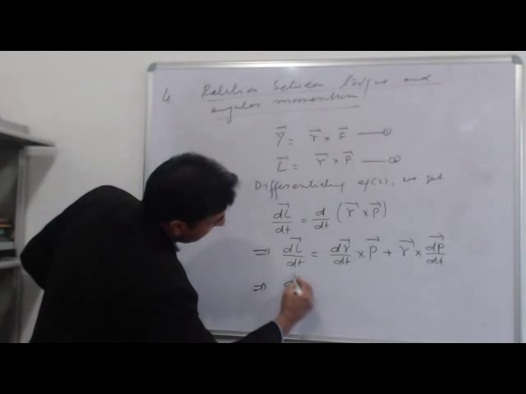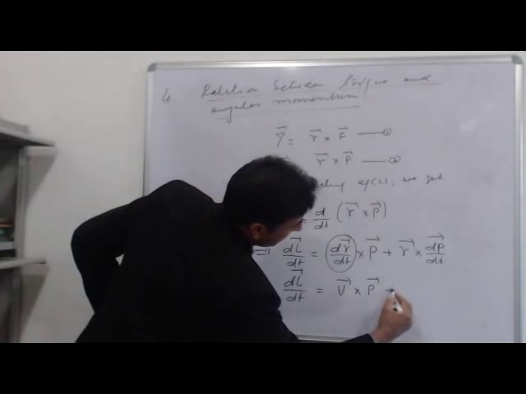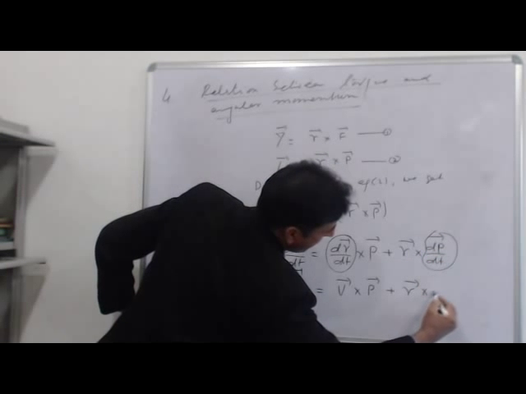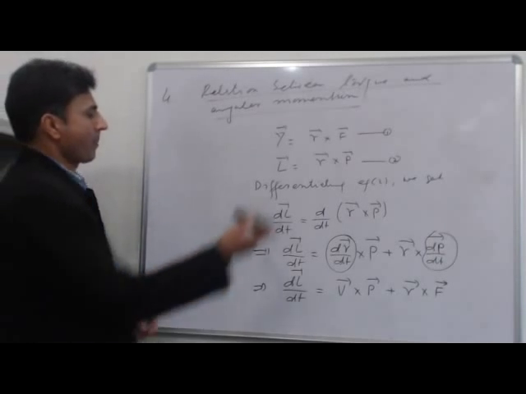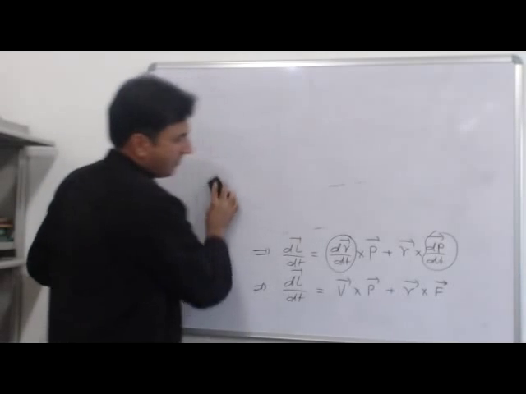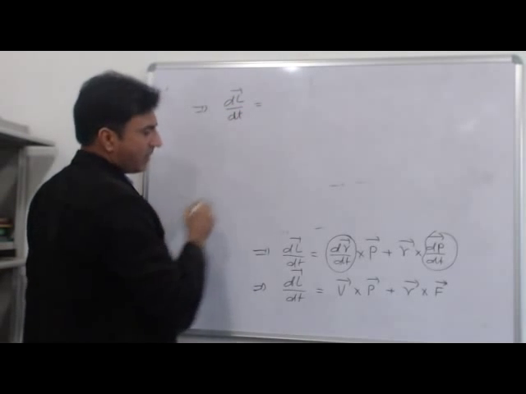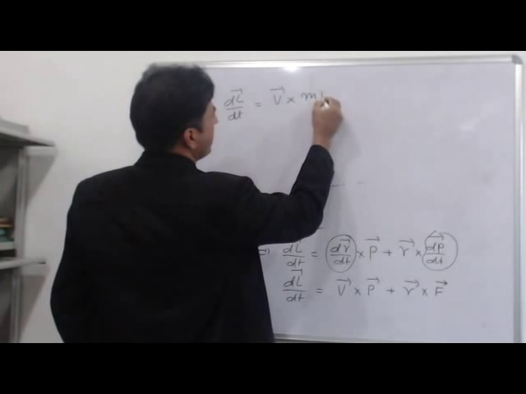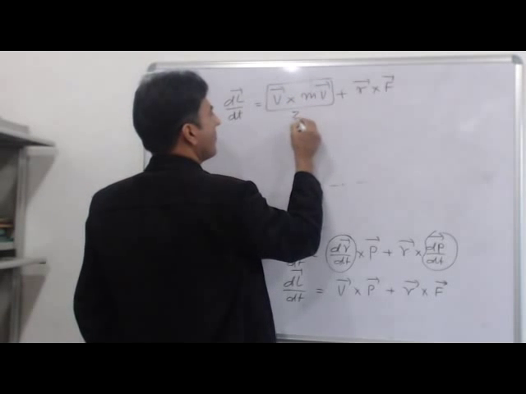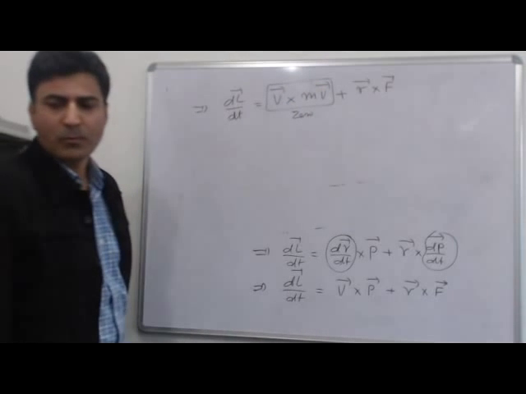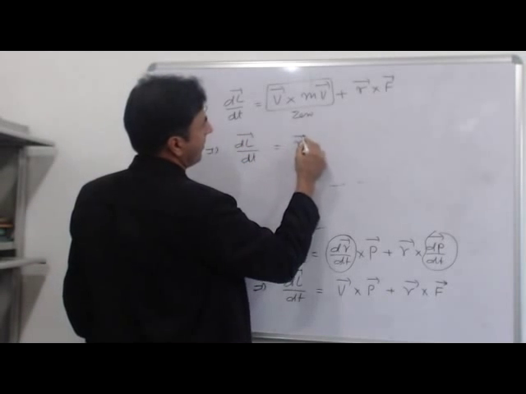Now here dL/dt is equal to dr/dt, which is nothing but the velocity of the particle, cross p, plus r cross dp/dt, which is nothing but force, the definition of force according to Newton's second law of motion. This implies the derivative of angular momentum equals v cross momentum, which is mass into velocity, plus r cross F. This quantity will become zero because it is a cross product of two parallel vectors. The cross product of two similar vectors is always zero. So dL/dt is equal to r cross F.